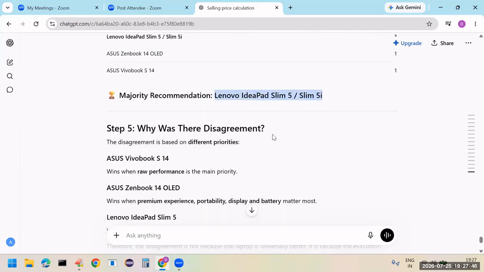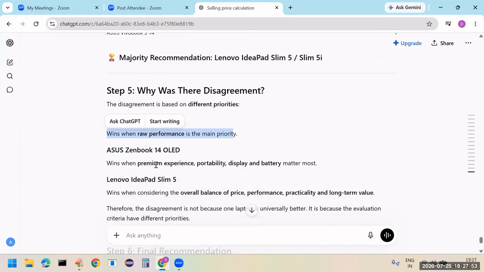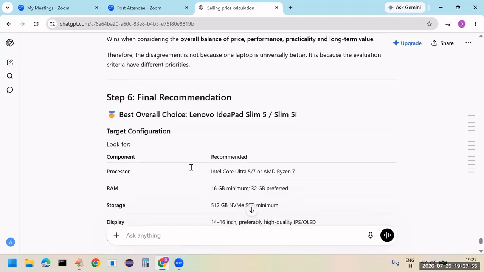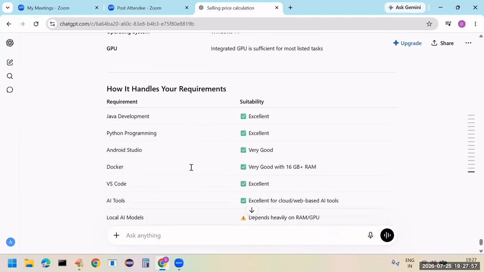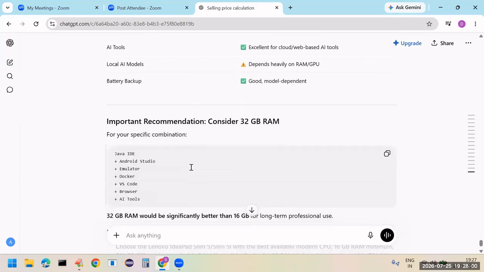Yes, majority recommendation. Wins when raw performance is the main priority. Wins when premium expand. Like that. Clear?